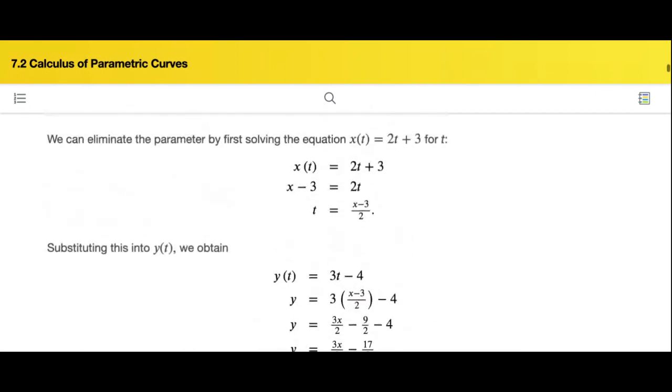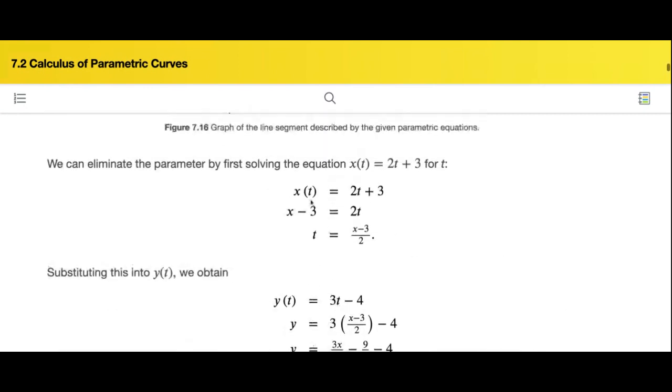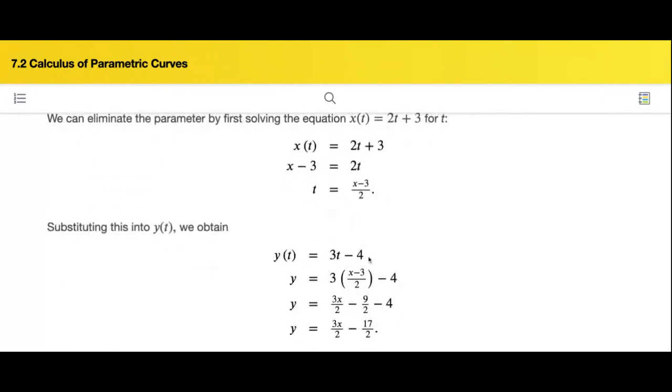So with this parametric equation, if we want to take the derivative of y, we see y prime, or dy/dx, equals 3 over 2. But let's calculate x prime and y prime separately. We have x of t defined as 2t plus 2 plus 3, so x prime of t equals 2. And y of t equals 3t minus 4, so y prime of t equals 3. If we do y prime of t divided by x prime of t, of course, we get 3 over 2.